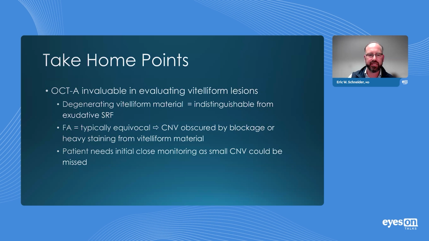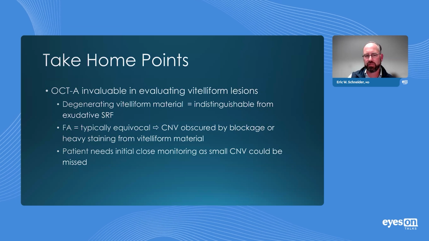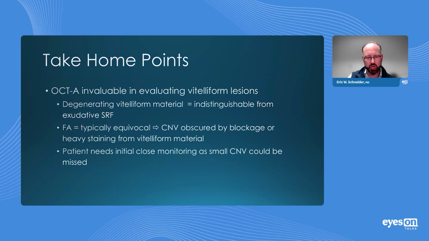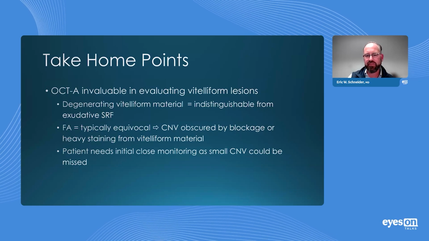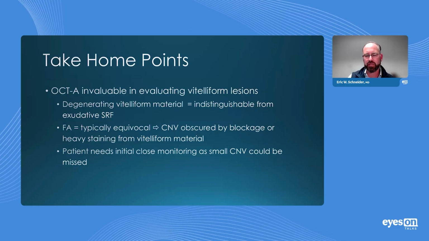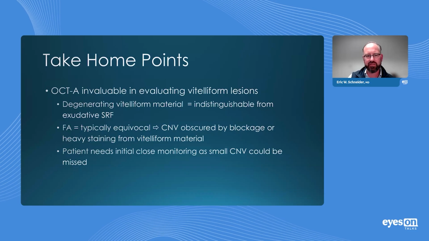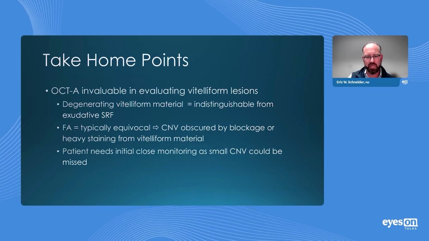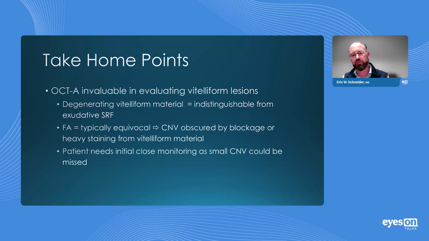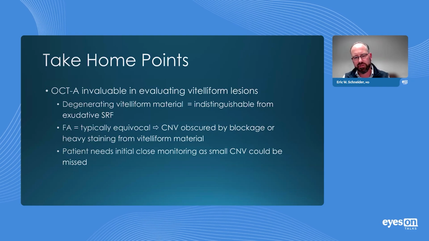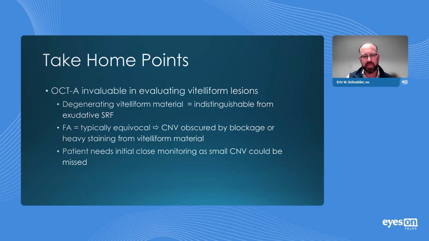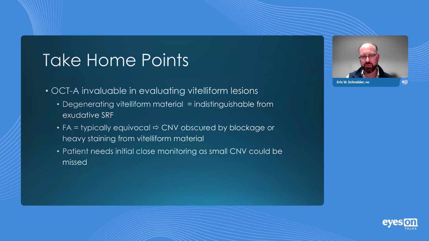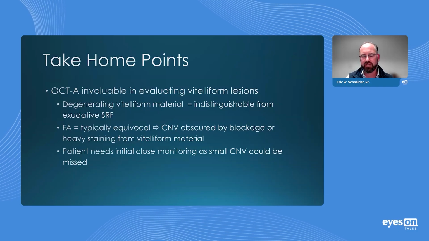I think particularly if you only have a single or limited time points, it's dome-shaped. It's obviously hyporeflective. I think FA in these patients can oftentimes be equivocal because the CNV or leakage can be obscured either by blockage from the vitelliform material or heavy staining of the vitelliform material. These patients certainly need close monitoring if you elect not to treat them, as it can be, as I said, challenging to definitively ascertain whether CNV is present.